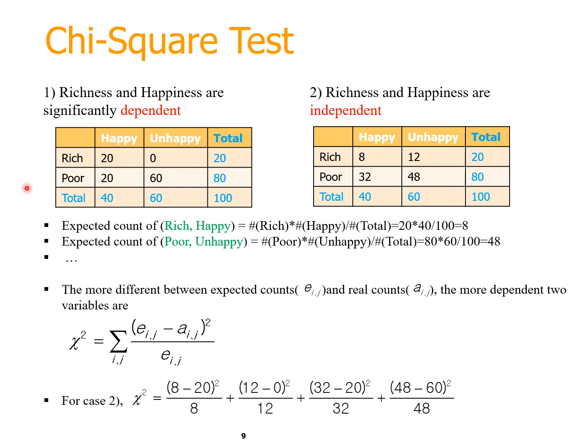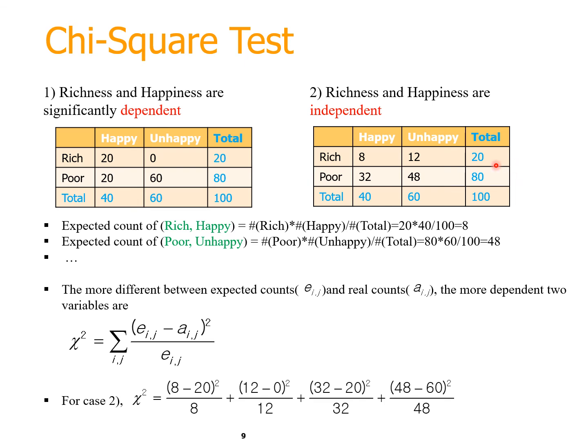Okay, then now suppose these two variables are completely independent. That means richness has nothing to do with happiness, or vice versa. So in that case, we are able to compute the estimated count of each value here. So actually these are the estimated count of values, assuming these two variables are independent, okay.